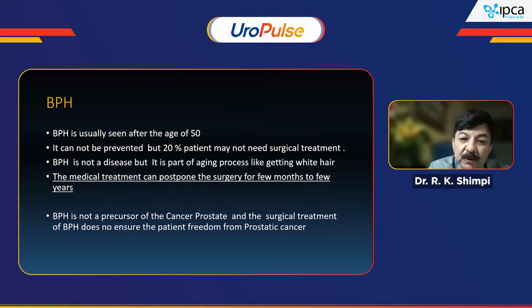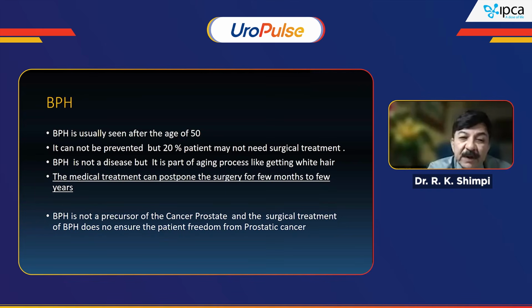The medical treatment will postpone the surgery for a few months to a few years, but ultimately these patients may need surgical treatment. One must remember that BPH is not the precursor of prostate cancer. And after the surgery of the BPH, we remove only the obstructing part of the prostate, and thus the shell of the prostate remains, where you can also develop prostate cancer. So even after the surgery of BPH by endoscopy, these patients can still have chances of prostate cancer, so they should undergo the serum PSA level every 6 months.